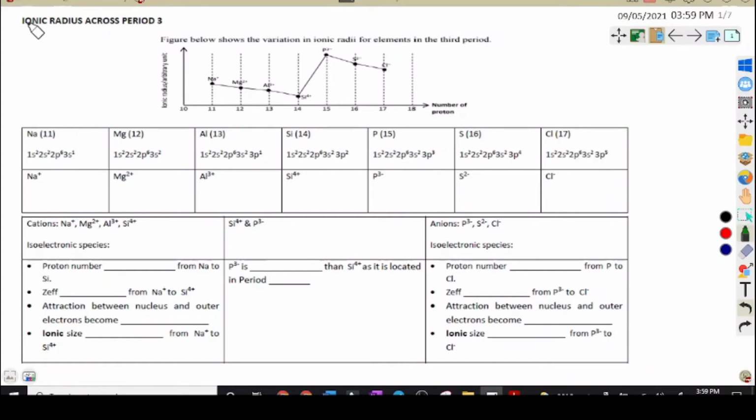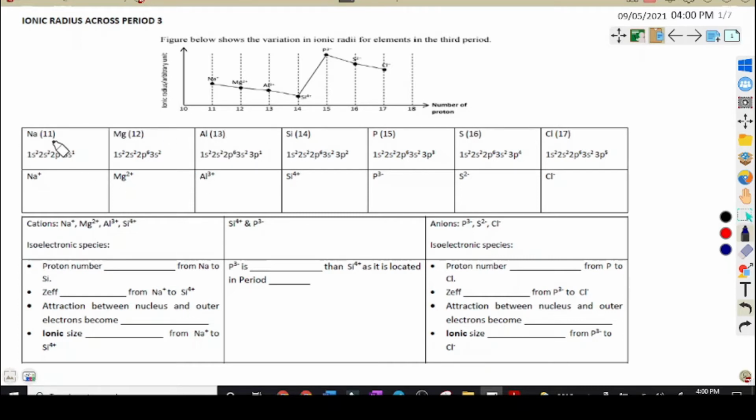We need to know how the ionic radius changes across period 3 elements. So we've got sodium, magnesium, aluminium, silicon, phosphorus, sulfur, and chlorine in period 3. In order to know which of these elements are going to form isoelectronic species, we've got to convert all these atoms and elements into their respective ions.